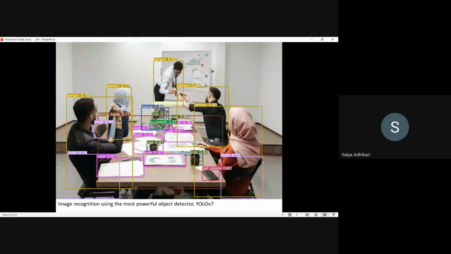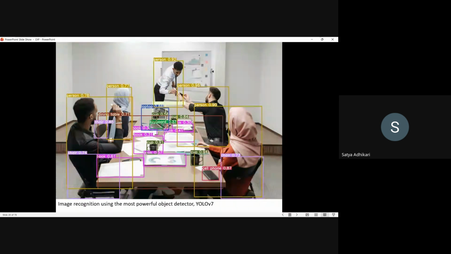You see, some rectangular boxes are drawn to recognize them. These are the books. You see, these are the person, 0.78 person. So different other persons are there. It recognizes the cup. You see, it recognizes the cell phone. It recognizes the chair, tables, cup, laptop, book.